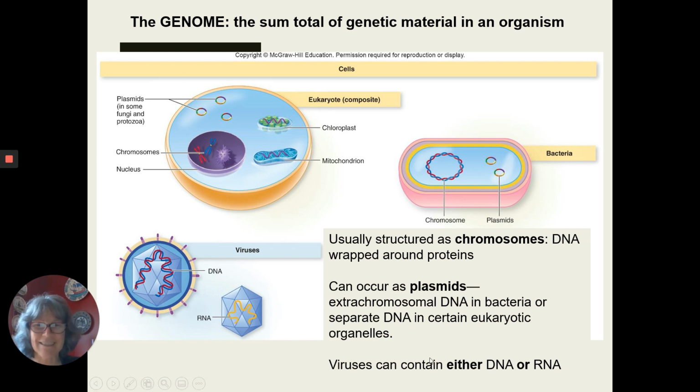Viruses, not quite living organisms, as we talked about, but viruses can have either DNA or RNA, one or the other, not both. They can have double-stranded DNA, as shown here. Sometimes they only have a single strand of DNA. They can also have a single strand of RNA or a double strand of RNA. They're never going to have both DNA and RNA as their nucleic acid.